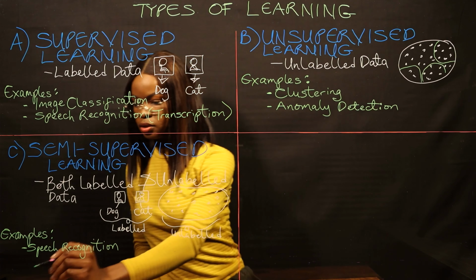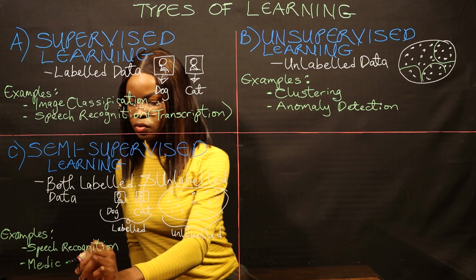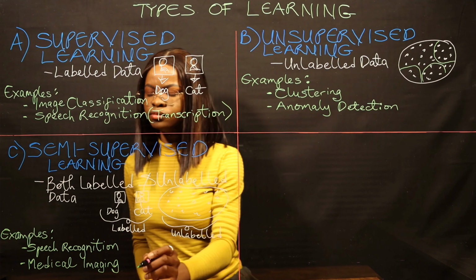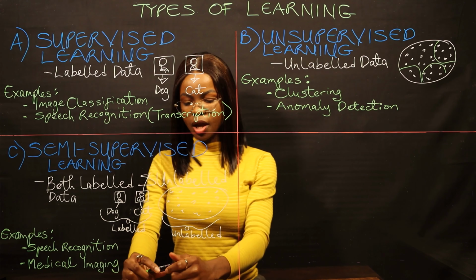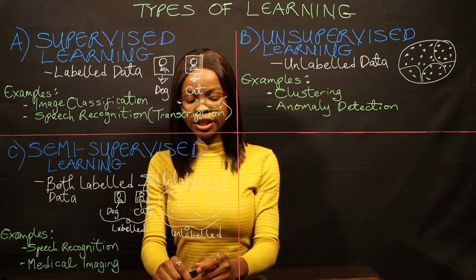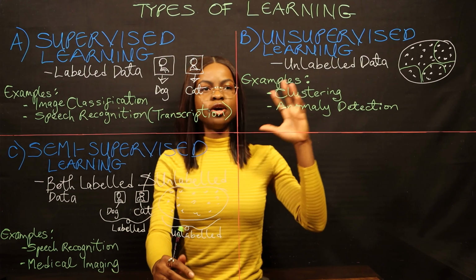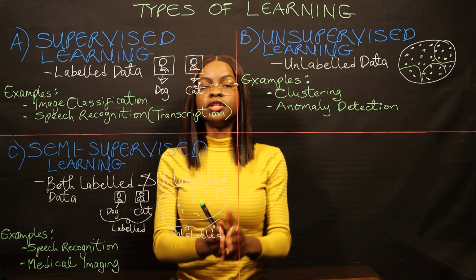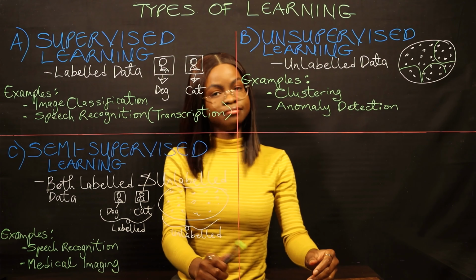Another example is medical imaging. Medical imaging still follows the explanation of speech recognition, but in this case, you first of all give it the limited amount of labeled data, where the images of scans and biopsies and all of those are labeled so that the model has a foundation on how to interpret the unlabeled data.